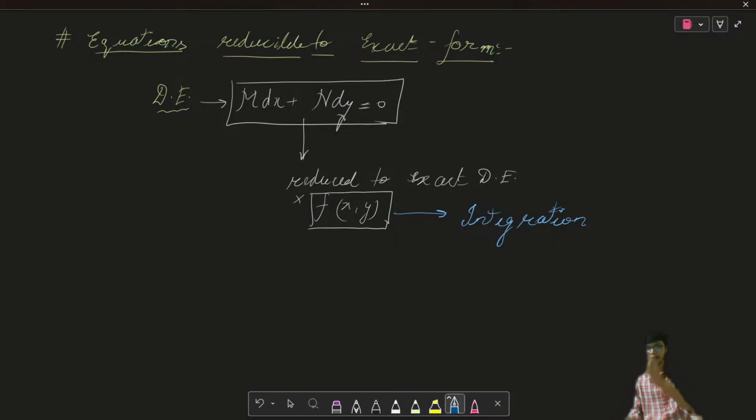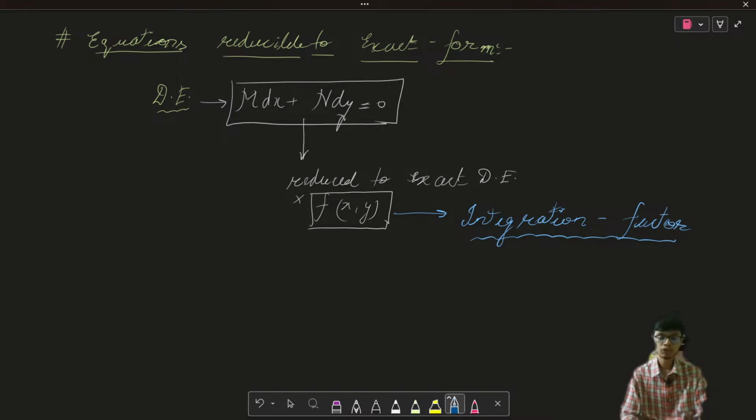However, by multiplying with one function that was e to the power integration of p dx, the following form of the differential equation was easily integrated, or the solution was easily found, right? So that particular multiplication was something we called the integrating factor, which is very similar to this over here. Alright, so this is called the integrating factor, right? So please try to learn this particular thing, right?